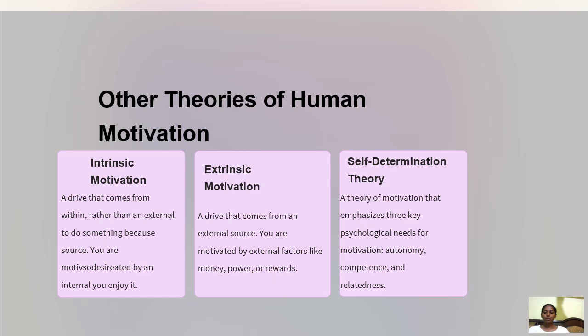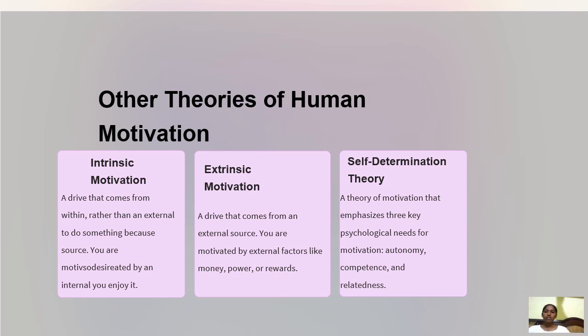Then self-determination, a theory of motivation that emphasizes three key psychological needs for motivation: autonomy, competency, and relatedness. Self-determination theory suggests that all humans have three basic psychological needs: autonomy, competency, and relatedness, which underlie growth and development. Autonomy refers to feeling one has choice and is willingly endorsing one's behavior.